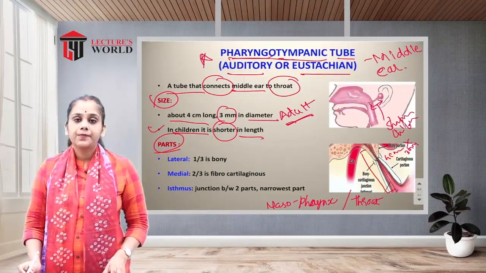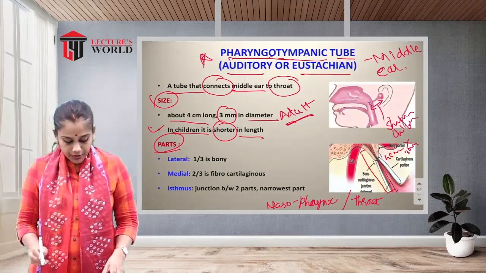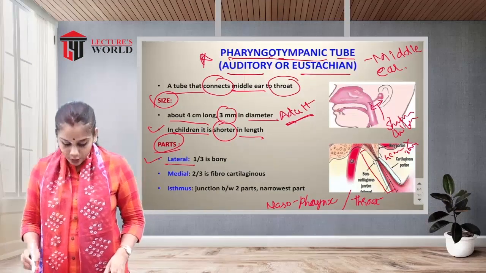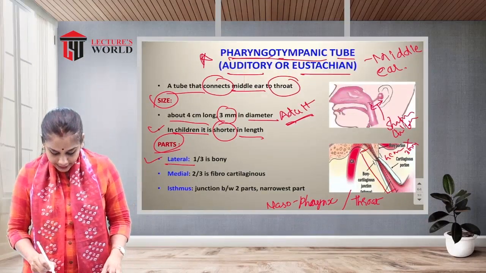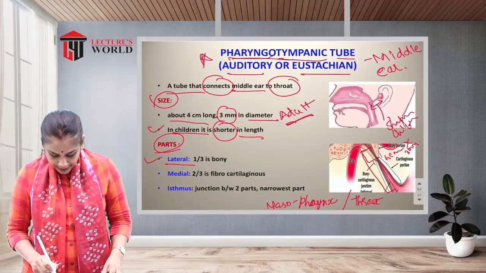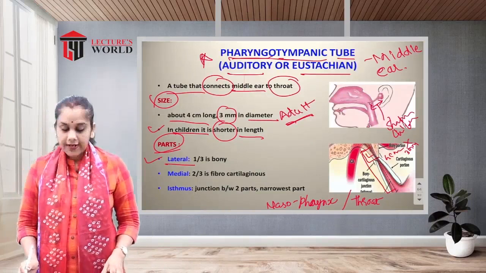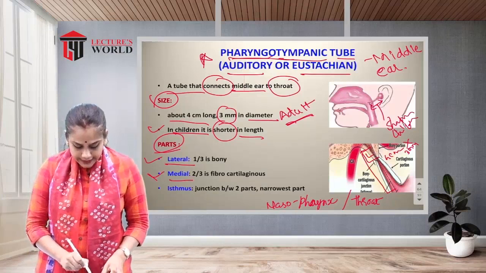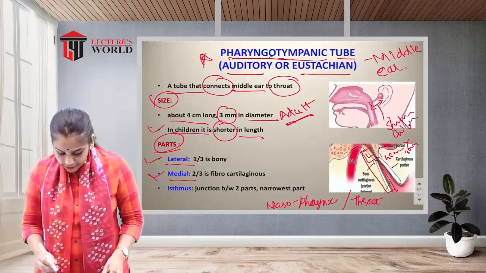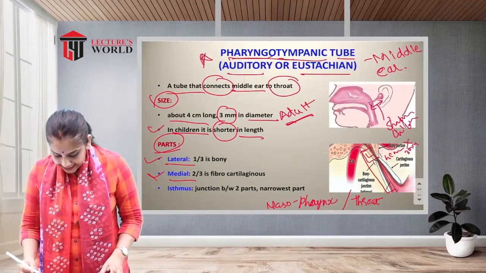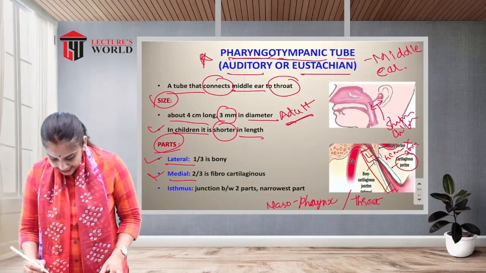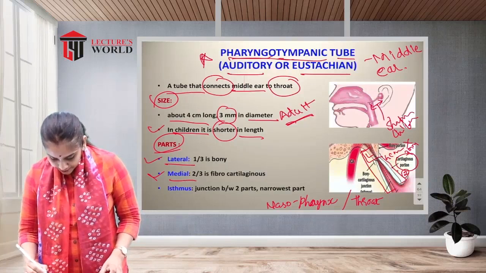Now we will see the parts of the eustachian tube. It has a lateral part, that is the 1/3 portion, that is a bony area. You can see this is the 1/3 portion, the lateral part, made up of the bony area. Second, there is a medial portion. So 2/3 is fibrocartilaginous. See, this is the white portion, the fibrocartilaginous portion. So that is the medial or second portion.